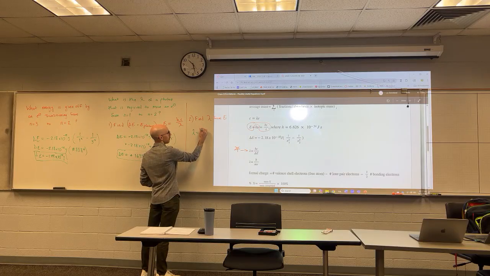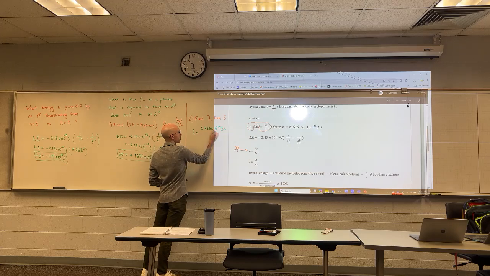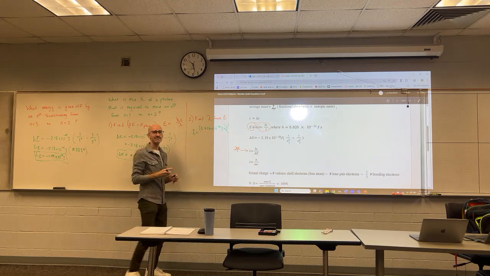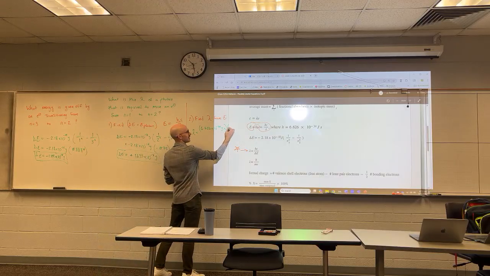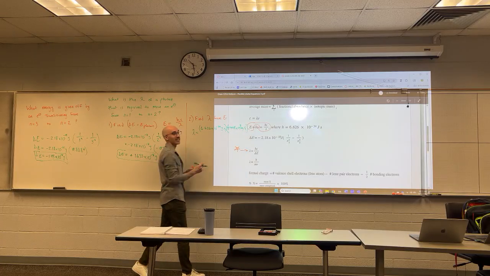Lambda equals Planck's constant, 6.626 times 10 to the negative 34 joule seconds, times the speed of light. This is one you'll need to know. It's not on the equation sheet. Who has it? 2.998 times 10 to the positive 8 meters per second.